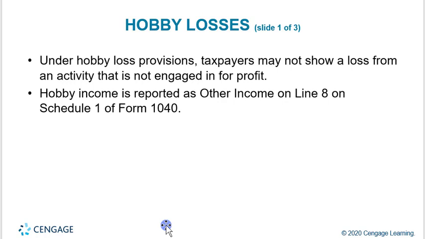So, hobby losses. Under hobby loss provisions, taxpayers may not show a loss from an activity that is engaged in not for profit. And so hobby income is reported as other income on line 8 on Schedule 1 of Form 1040. Basically, a hobby is something you're entering into where you're not trying to turn a profit.